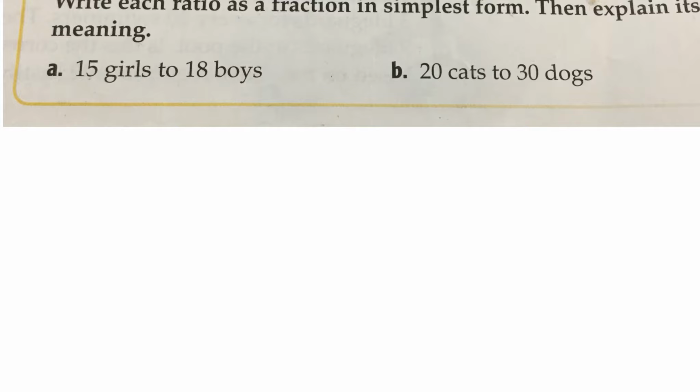Write each one of these ratios as a fraction in simplest form. Okay, what'd you get on A? 2 over 3. On A, I could not find a way to simplify it. Okay, so what does it write as a fraction? It would be 15 over 18? So I would just start with 2. Can I divide those by 2? No, so try 3. Can I divide by 3? Yes.